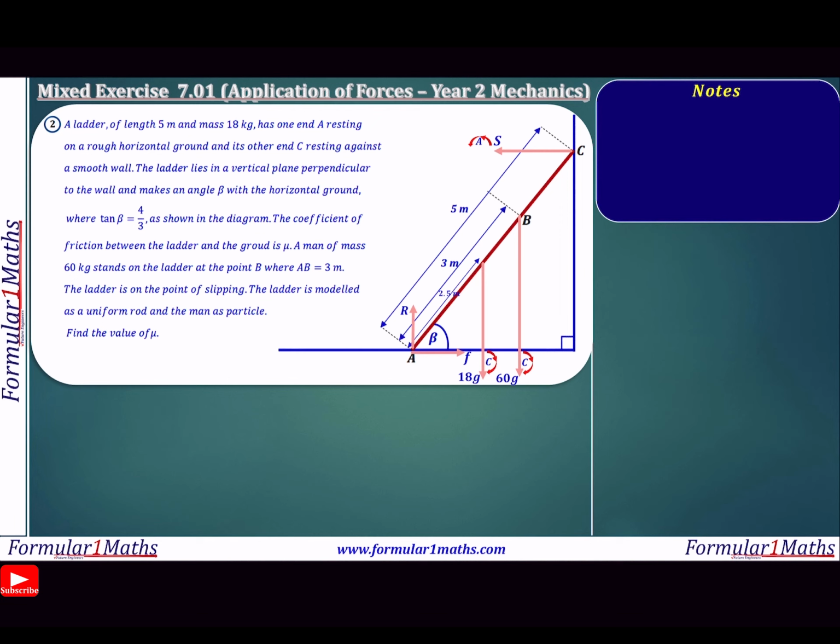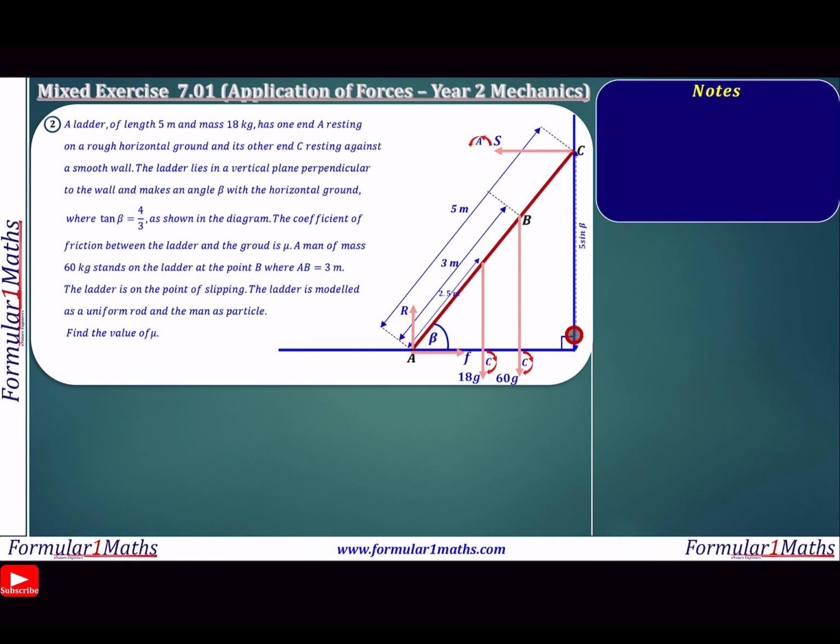We need the respective perpendicular distances of the forces from A. The line of action of S is perpendicular to the wall. And so its perpendicular distance from A will be this distance here, which will be equal to the distance from C to this point. And that will be 5 sine beta, which will be the resolution of the length of the rod along this length.